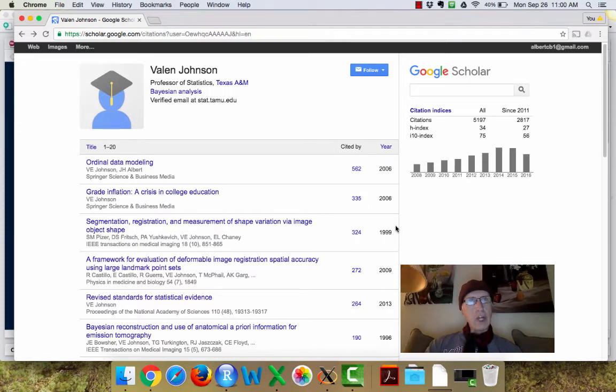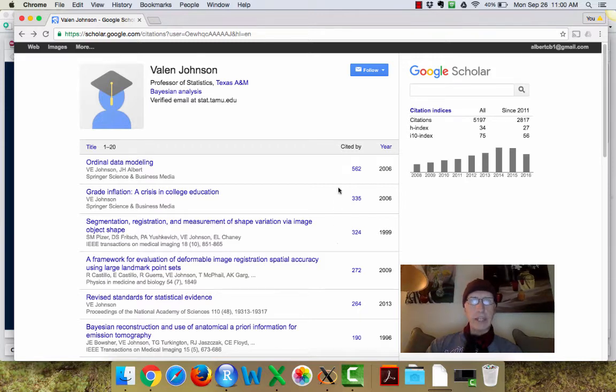Val Johnson's a friend of mine. He's a professor at Texas A&M, and here on Google Scholar, I'm displaying his most popular papers and books. These are ordered by number of citations, and I'm looking at these citation numbers like 562 and 335 and 324. And I suspect this data will be right skewed.